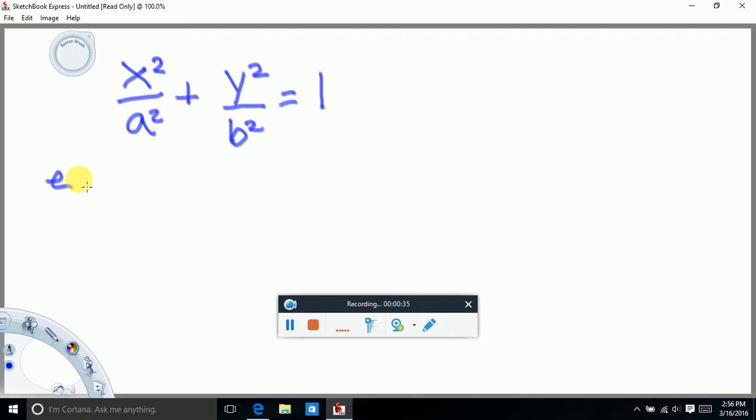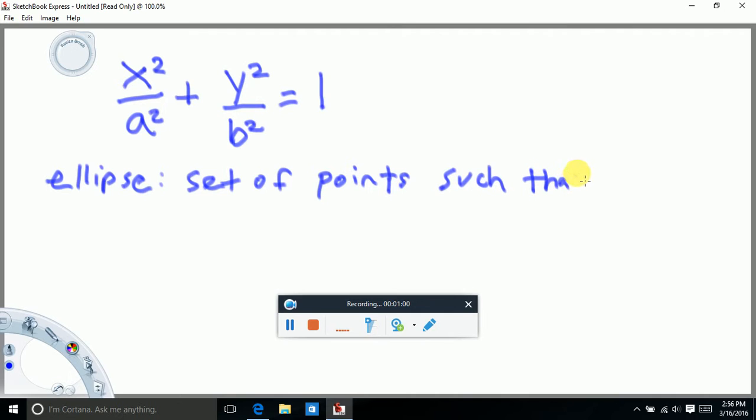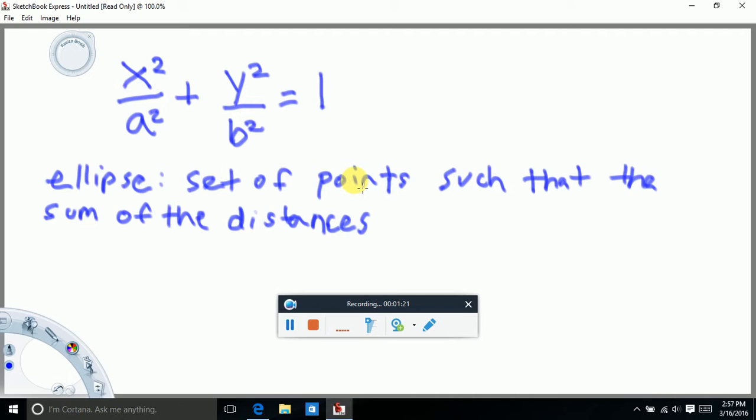And by definition, the ellipse is the set of points such that the sum of the distances from the foci is constant.